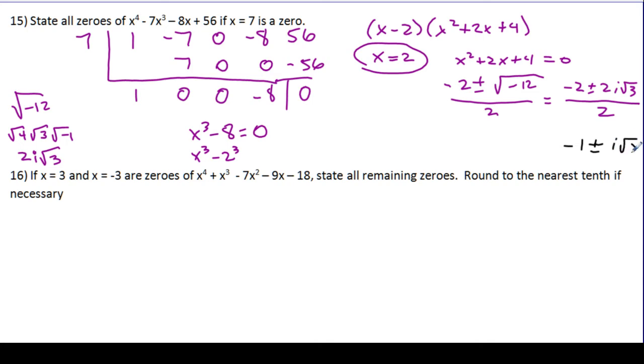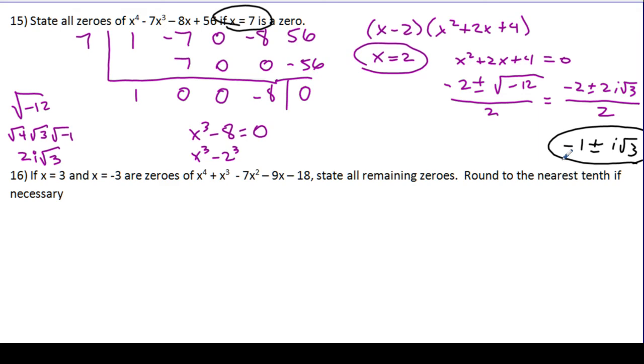i root 3. Okay, so this expression right here represents 2 what we call complex zeros. So I have 4 zeros like I should, right? Highest exponent of 4, I should end up with 4 zeros. Here they are. x equals 7, x equals 2, negative 1 plus i root 3, and negative 1 minus i root 3. And those are my 4 zeros. Okay, so that's all they were asking us to do.